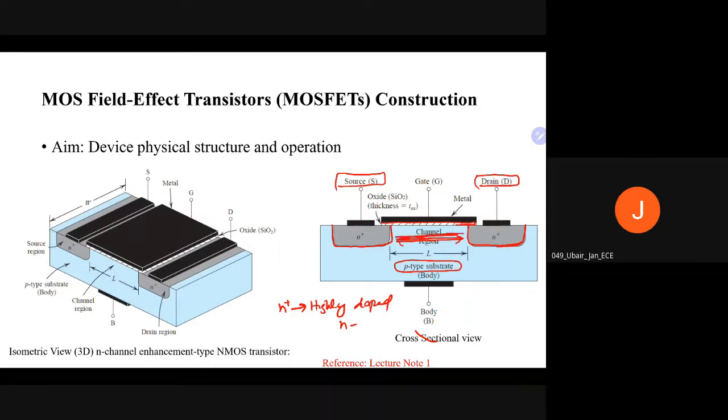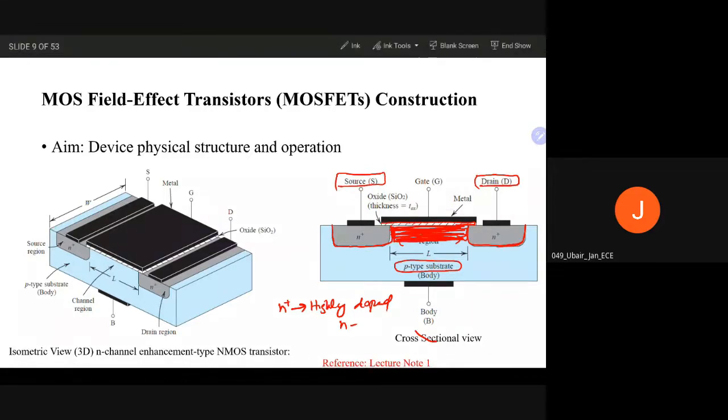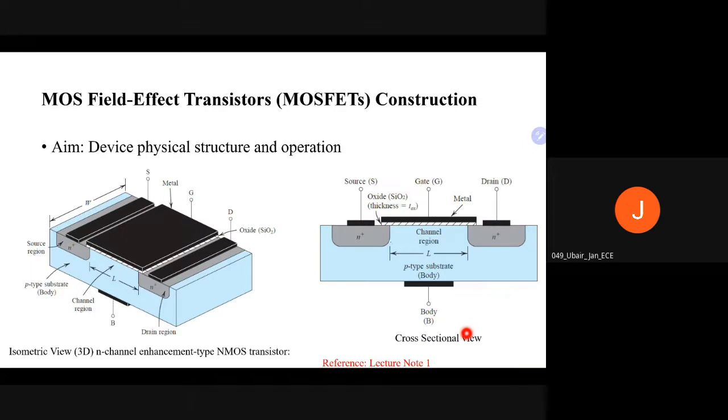ठीक है, ये जो area है, the area between source and drain, it is known as channel of the device. It is channel, ठीक है? And L is the length of this channel. So the area between source and drain is channel. So this is the channel. तो ये है असल में channel. Channel हमेशा source और drain के बीच में होती है.